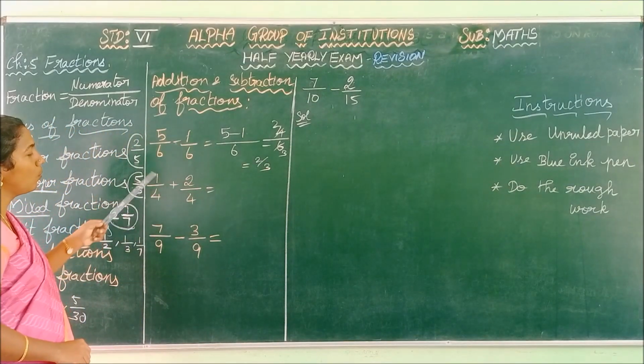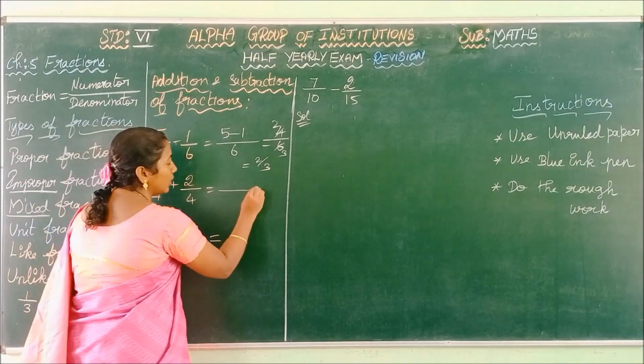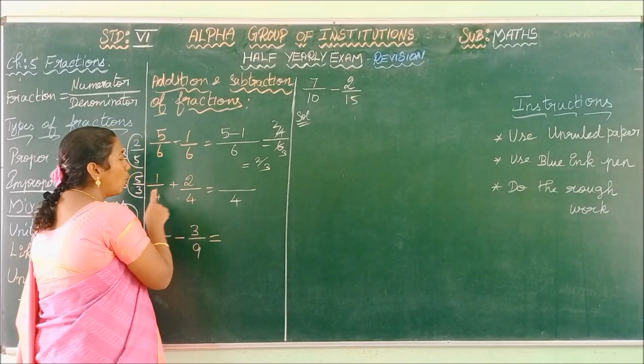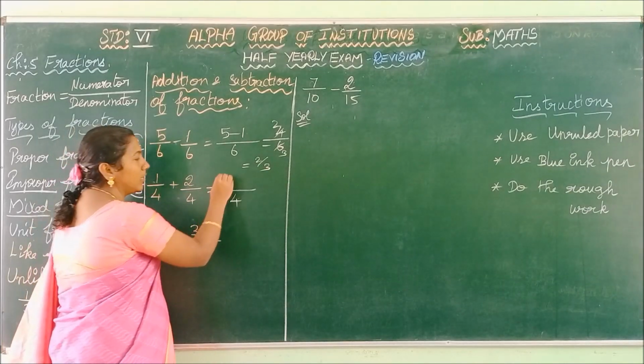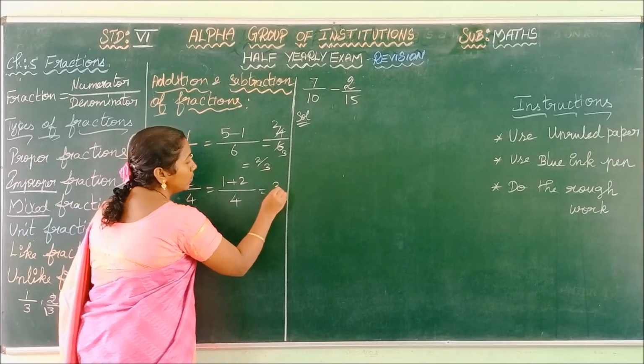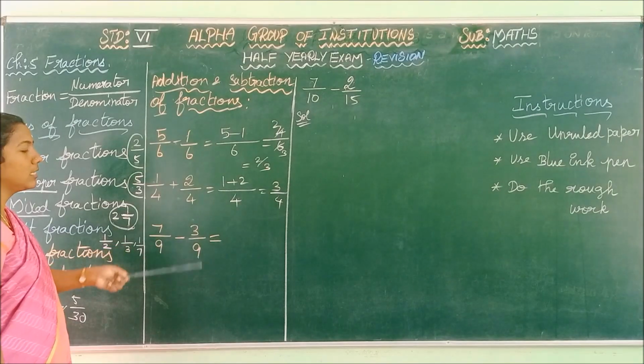Thus we have subtracted the given fractions. See the next one, 1 by 4 plus 2 by 4. Both are like fractions, so we can add them. How can you add these two like fractions? By adding their numerators. So 1 plus 2. What is your answer? 3 by 4.